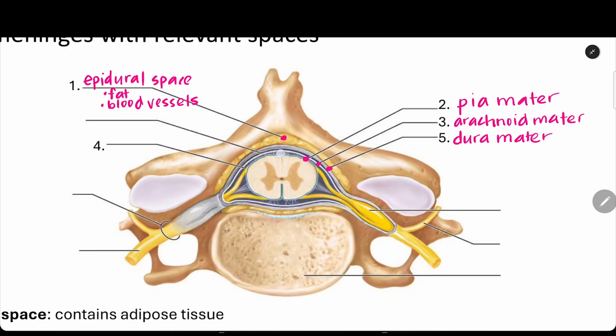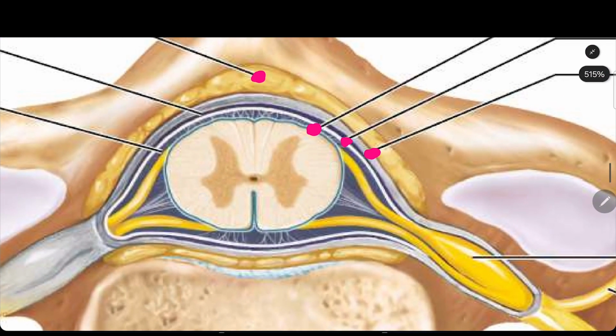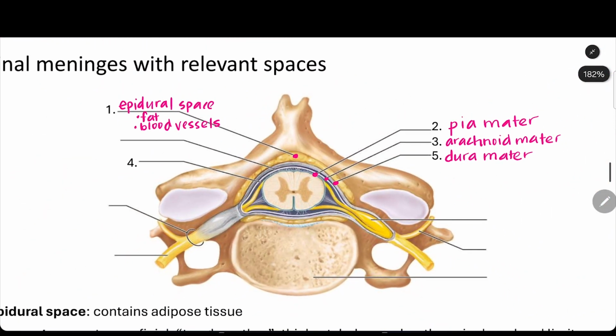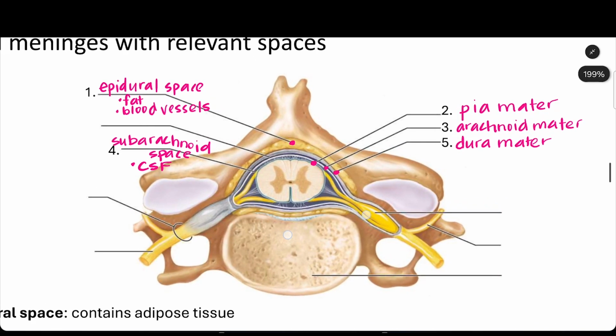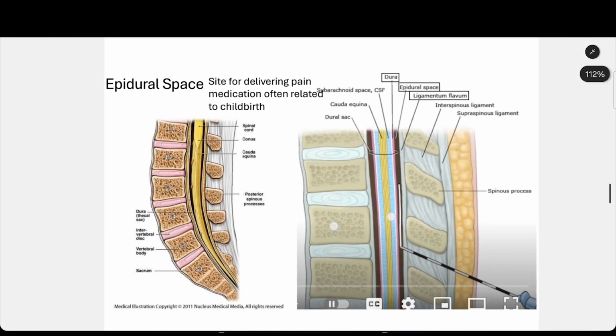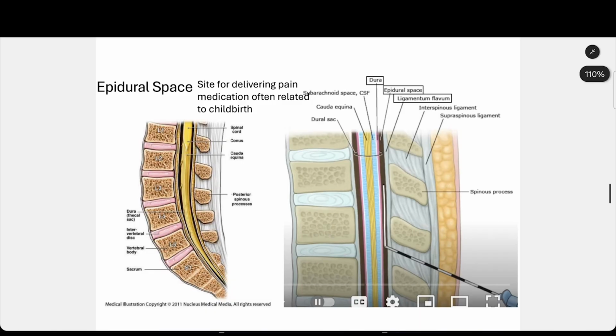So where you see these little spider web looking areas, that and this, right? That's going to be your subarachnoid space. And that's relevant because that's where the CSF is. So to access CSF, you need to be able to puncture, you need to get through the dura mater and into the subarachnoid space. Okay, so let's just look at the epidural space again.